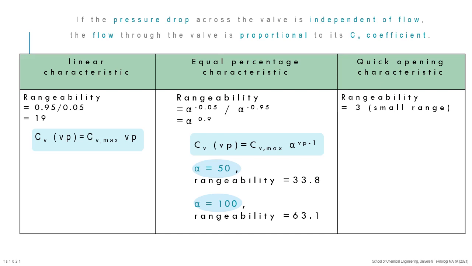Whereas for the equal percentage characteristic, the rangeability equals alpha to the power of minus 0.05 divided by alpha to the power of minus 0.95, which equals alpha to the power of 0.9. For alpha equals 50, the rangeability is equal to 33.8. Whereas for alpha equals 100, the rangeability is equal to 63.1. For a quick opening characteristic, the rangeability equals 3.